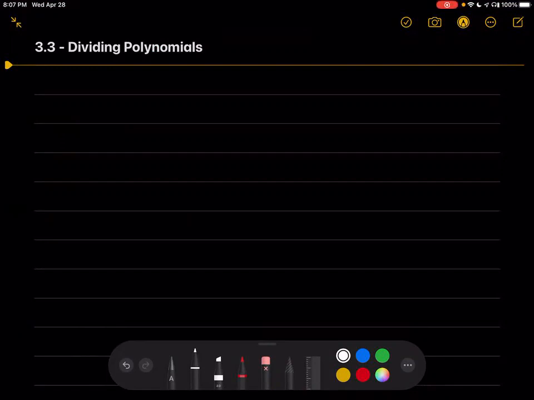Hello, everyone. Welcome to section 3.3. We are going to be talking about dividing polynomials. This is a very important section. Dividing polynomials will pop back up again and again. We will be using these skills quite heavily in future sections.